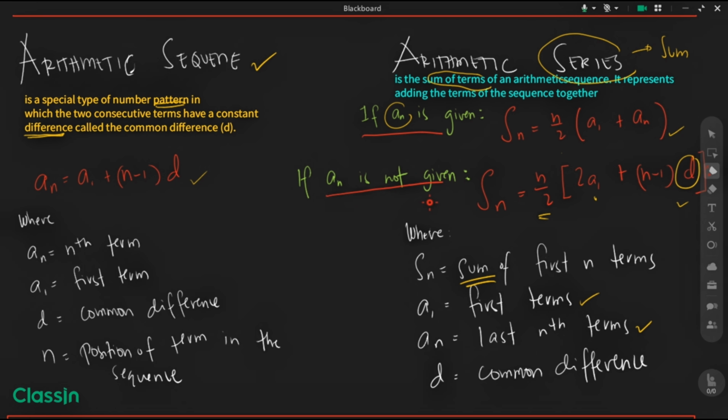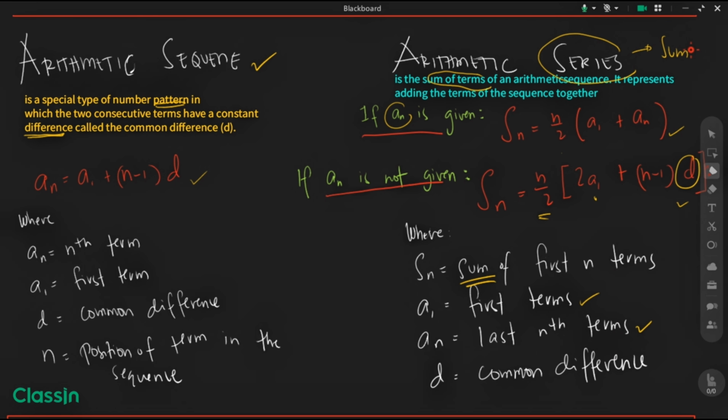So let's have first the first formula, wherein the nth term is already given. Our formula will be S sub n is equal to n over 2 multiplied by the first term plus the nth term. And for the second formula, which is when the nth term is not yet given or still unknown, we have S sub n is equal to n all over 2 multiplied by twice the first term plus n minus 1 multiplied by the common difference.